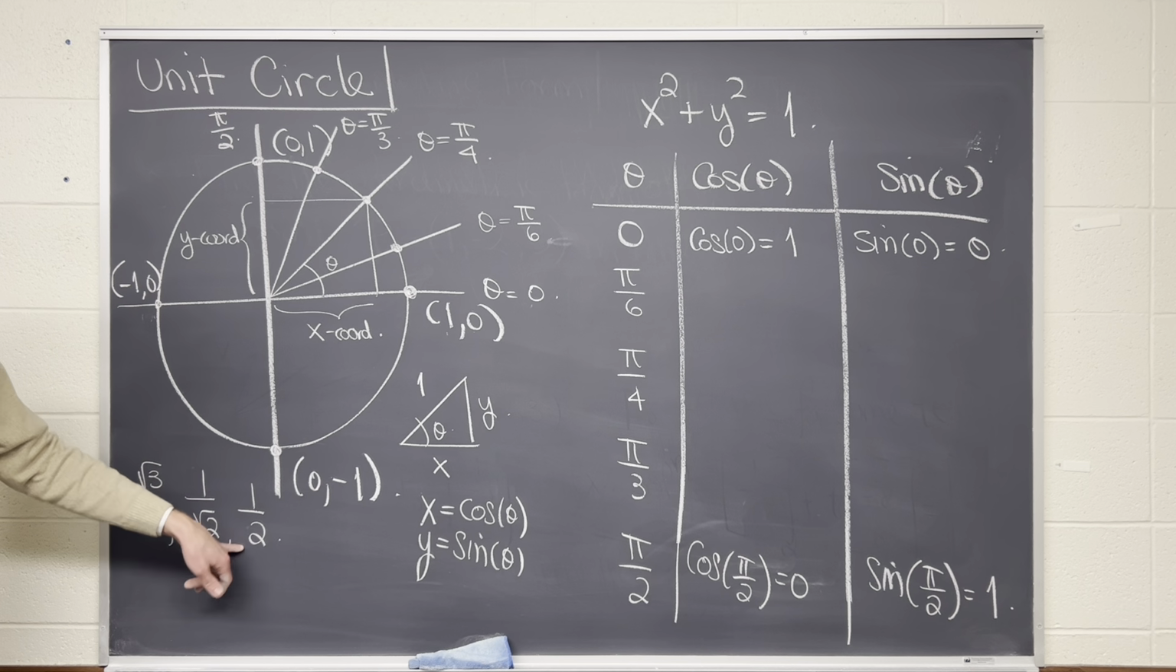Okay? Now at pi over 4, well, that's 45 degrees, which means the x-coordinate and the y-coordinate are equal to each other. Well, if I come up to this equation and I say that x equals y, then I get 2x squared equals 1, and that tells me x squared is 1 over 2. And if I take the square root, I get that x is equal to 1 over the square root of 2. Okay? So that means that if x and y are equal, cosine of pi over 4 is equal to 1 over the square root of 2, and so is the sine of pi over 4.